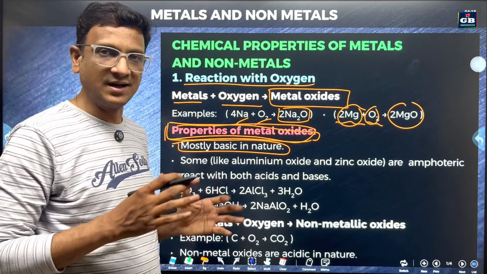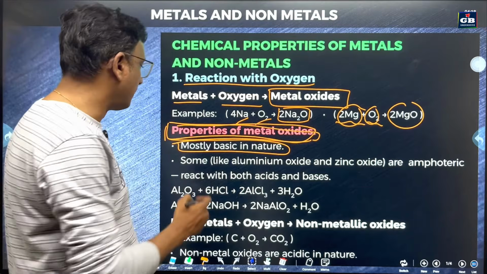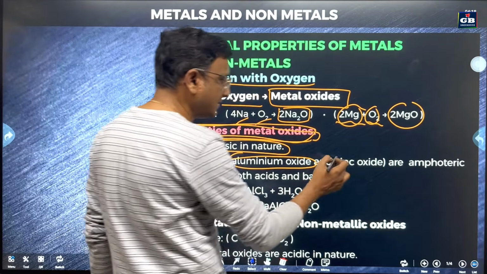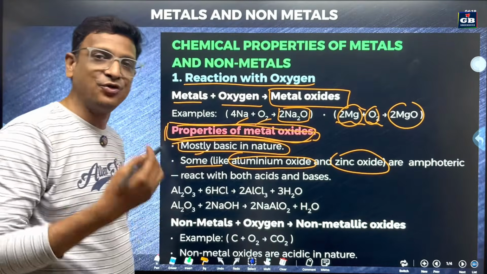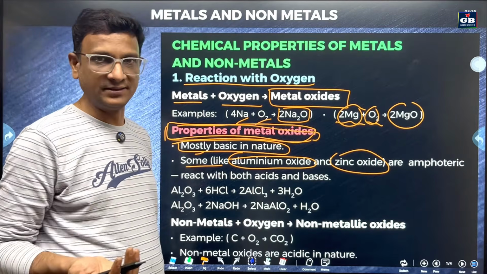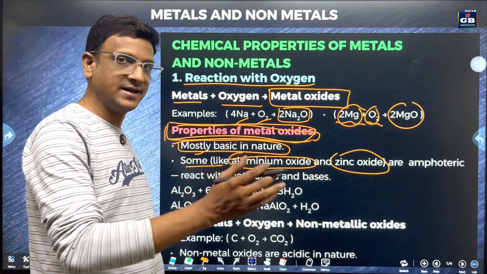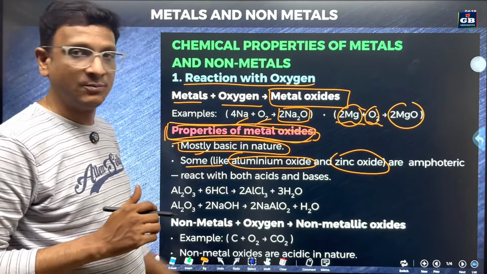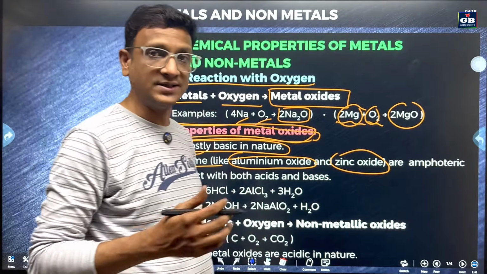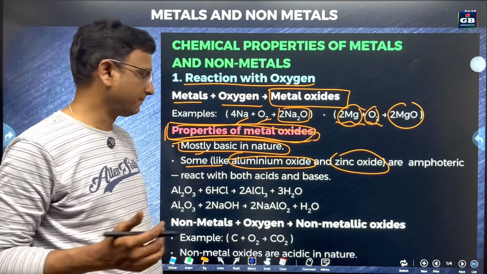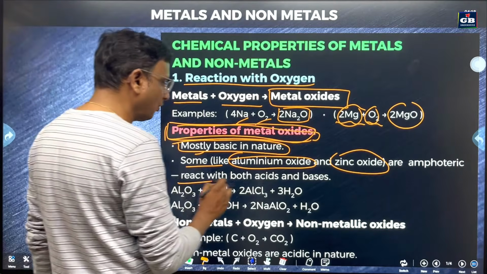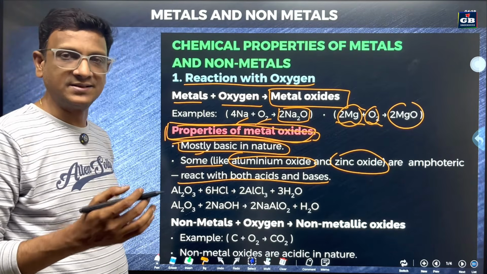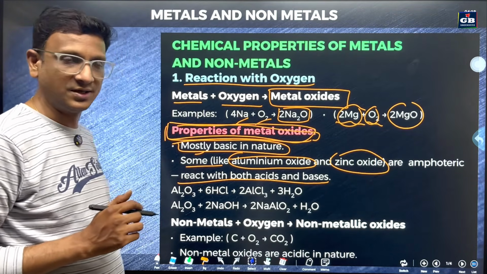Most of the metal oxides are alkaline in nature, basic in nature. But some, like aluminum oxide and zinc oxide, are amphoteric in nature. They are amphoteric, both ways. That means they can react with acids or with bases. These two oxides, aluminum oxide and zinc oxide, are amphoteric in nature, that you have to remember. So they react with both acids and bases. But mostly metal oxides are basic in nature.